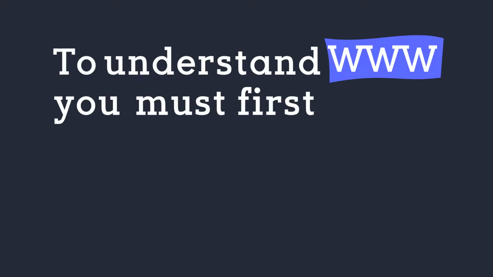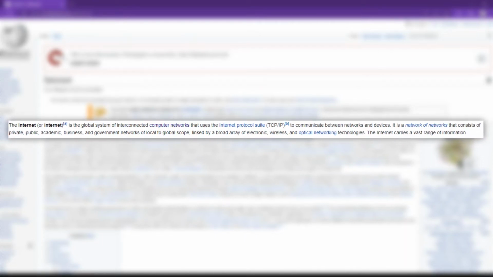To understand the World Wide Web, you must first understand the Internet. If you look up the definition of Internet on Wikipedia, it describes it as: the Internet is a global system of interconnected computer networks that uses the Internet Protocol suite to communicate between networks and devices. It is a network of networks. So the definition on Wikipedia describes the Internet as a network of networks. Let's expand on that idea and see what they mean by network of networks.